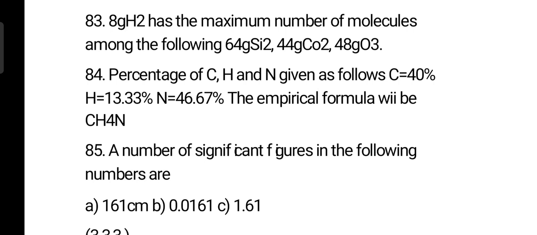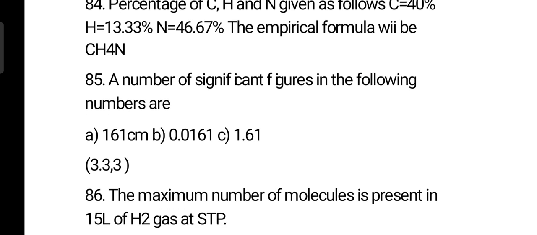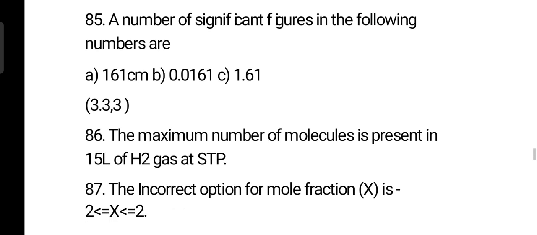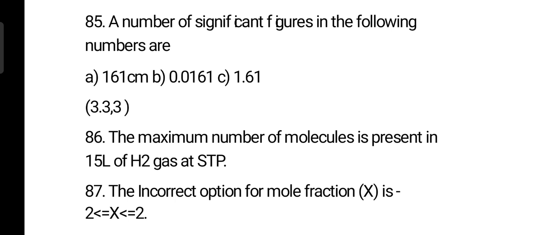Percentage of C, H and N given as follows. C is equal to 40%, H is equal to 13.33%, N is equal to 46.67%. The empirical formula will be CH4N.